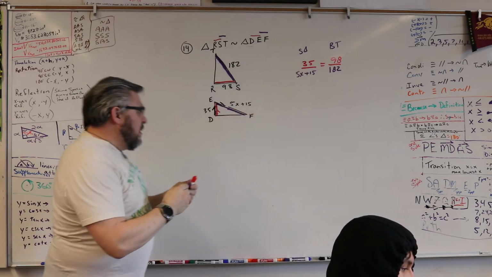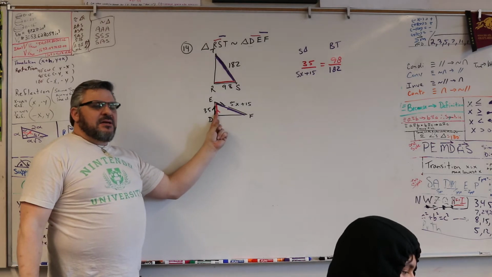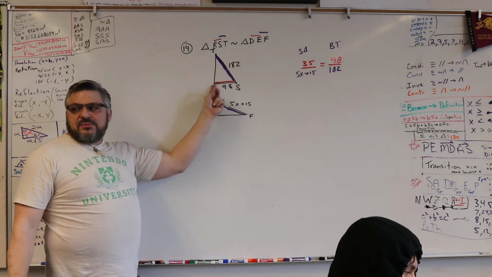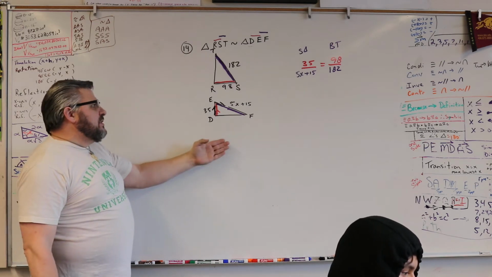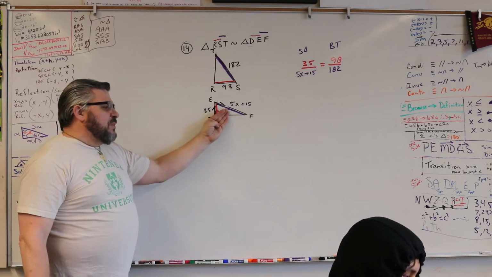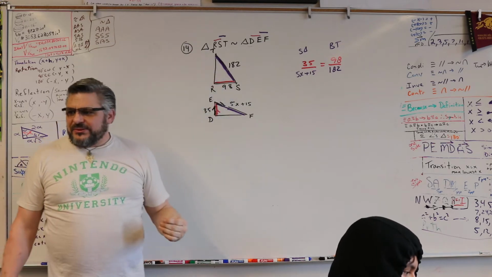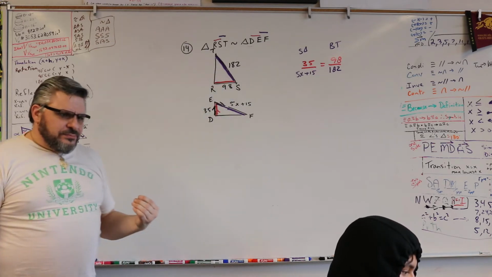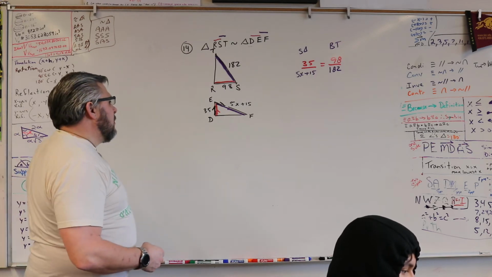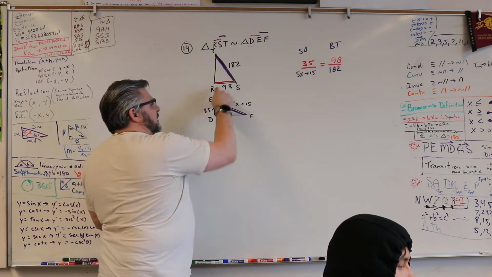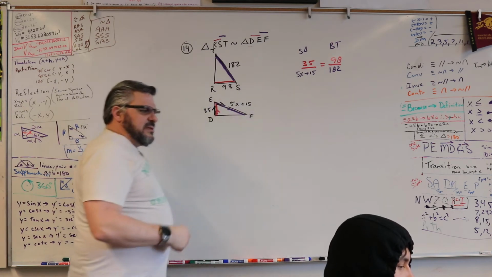Right? So, the small triangle's red side to the big triangle's red side, compared to the small triangle's purple side to the big triangle's purple side. Does that make sense? Where do you get big triangle, small triangle? Well, this one's smaller than that one. Right? 35 is smaller than 98. Does that make sense?